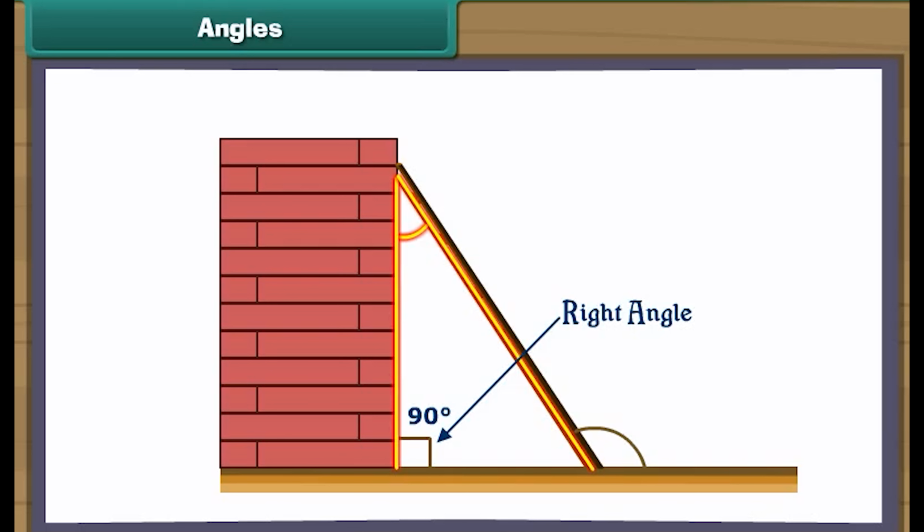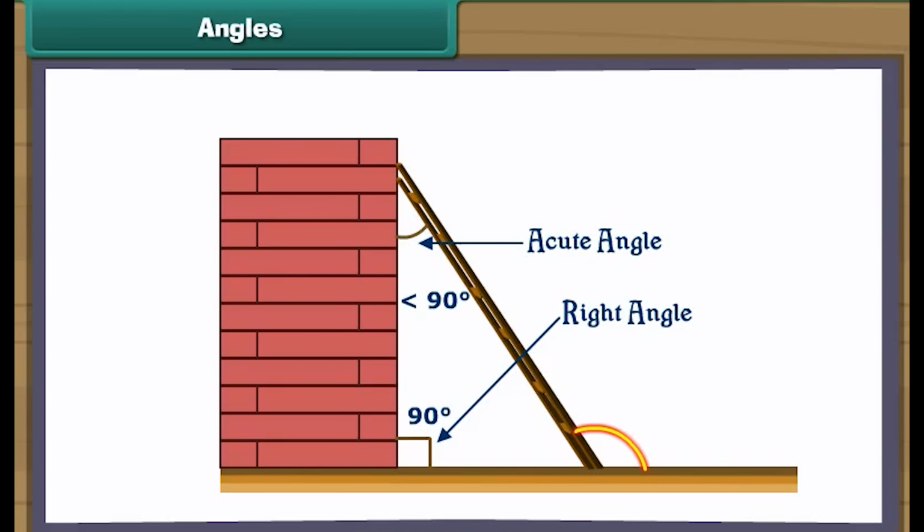We take the wall as the base. The ladder is not vertical. It is tilted in. Such an angle is called an acute angle, and its measure is less than 90 degrees.